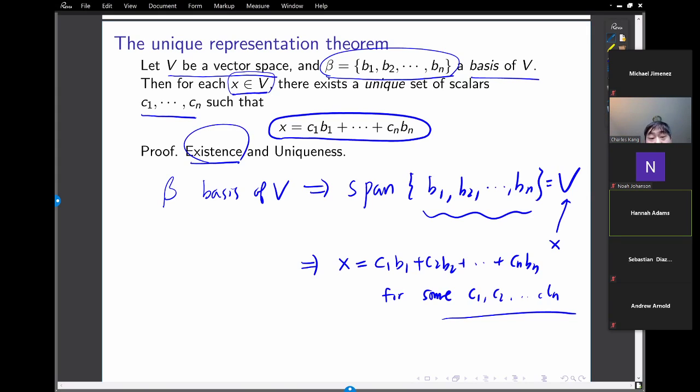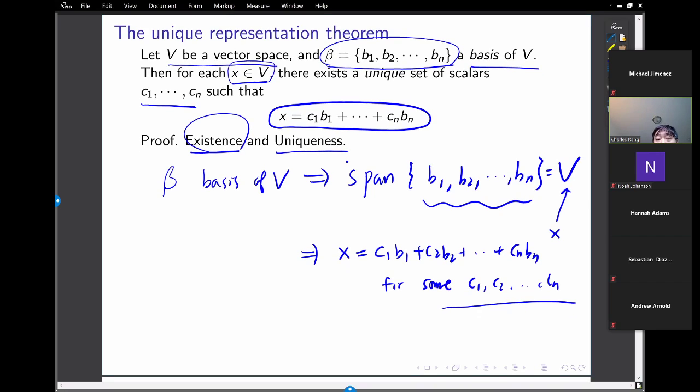Any questions? So the difficult part, relatively speaking, is proving the uniqueness. How can we show that once you find a set of these numbers, that's it? That's unique. There are no other constants that will give you this. How do we prove this? Well, suppose, so we'll prove this by contradiction.